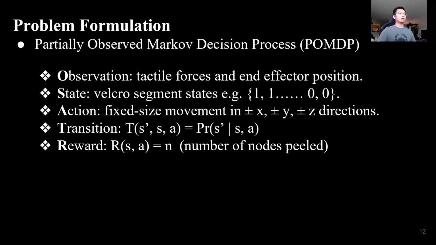We then formulate it as a POMDP. Here, the observation and state are given from the problem. The action is a fixed-sized movement of the end effector along XYZ directions. We use the number of peeled nodes at each time as a reward signal.